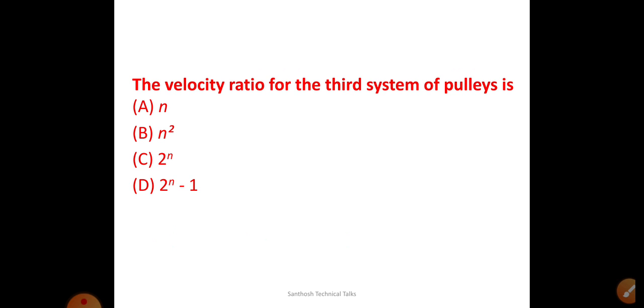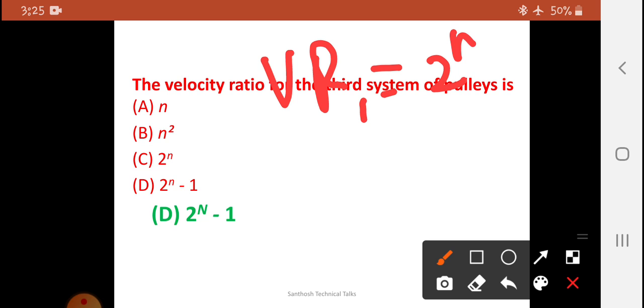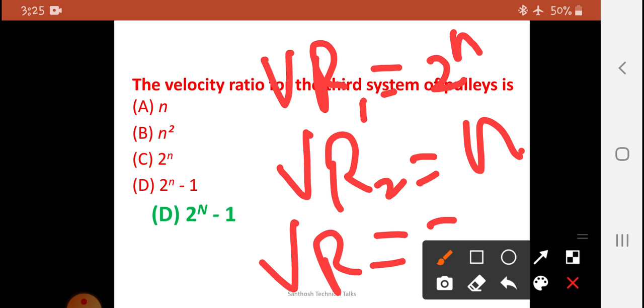Very superb question, the velocity ratio of the third system of pulley is 2 power n minus 1. Therefore the first system VR1 is equal to 2 power n. The second order pulley VR2 is equal to n. The third order pulley VR is equal to 2 power n minus 1.